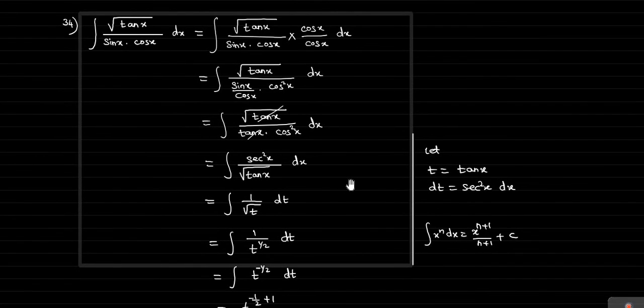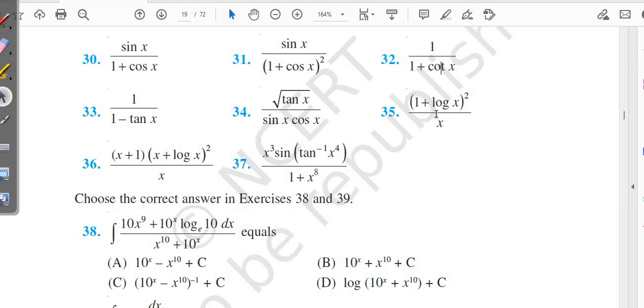Okay, now we can move on to the next sum, 35th one. We'll see what is the given question. Integral 1 plus log x whole square by x. So this function is not in the standard form. Okay, this is not in the standard form, so direct integration is not possible. Are we able to do any simplification? No. But we can see one thing here.